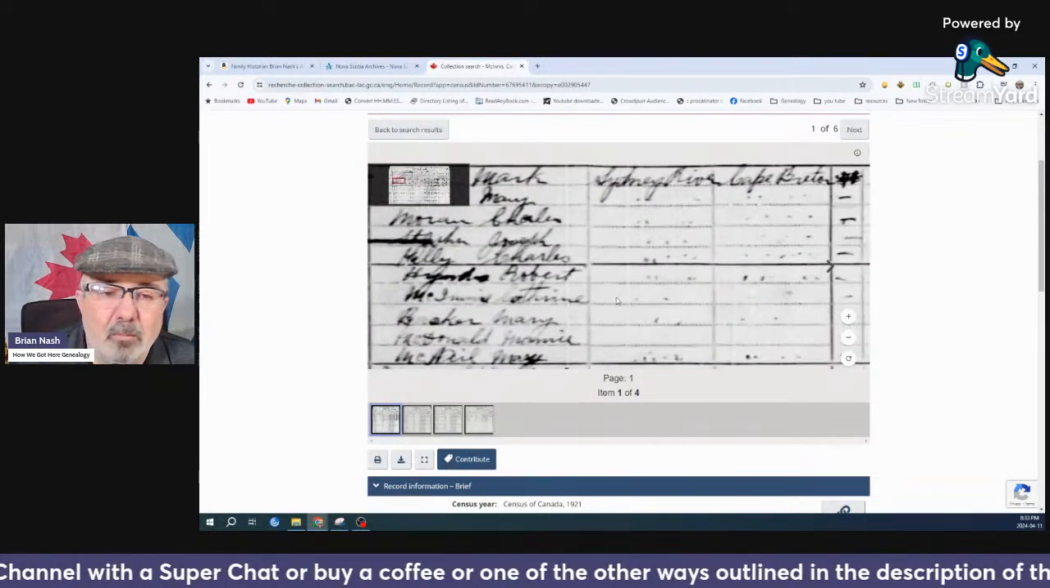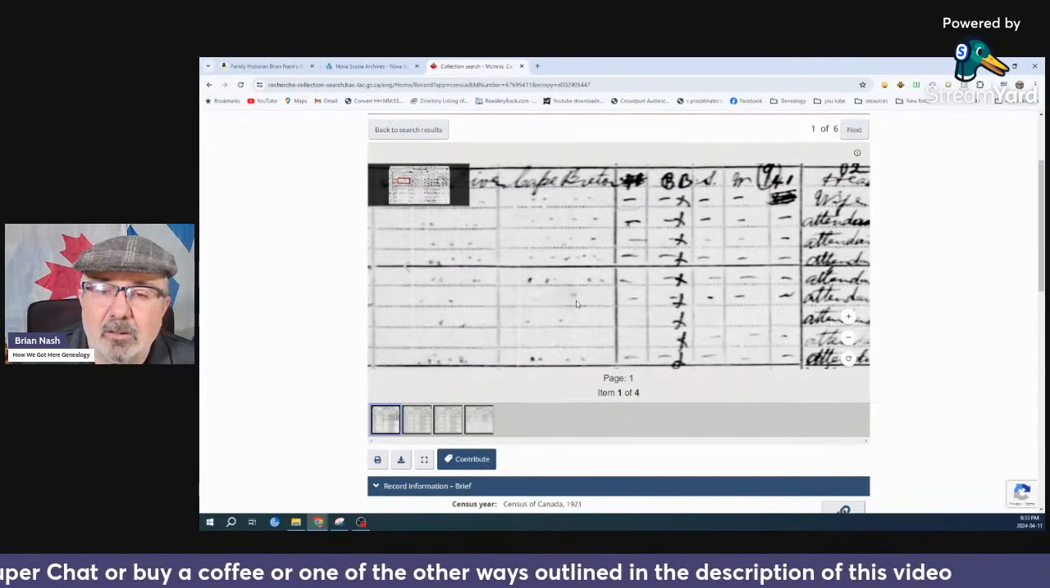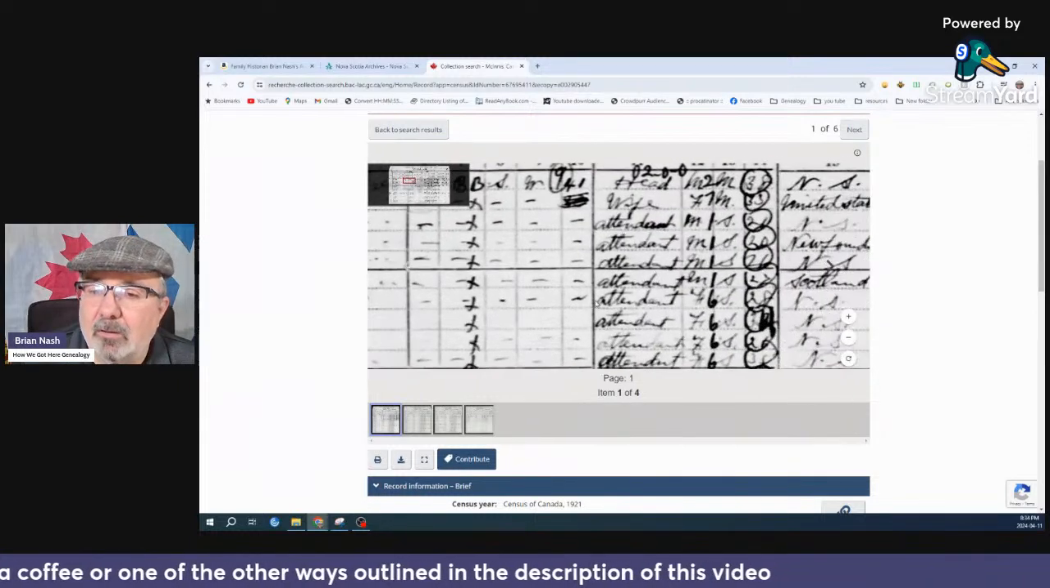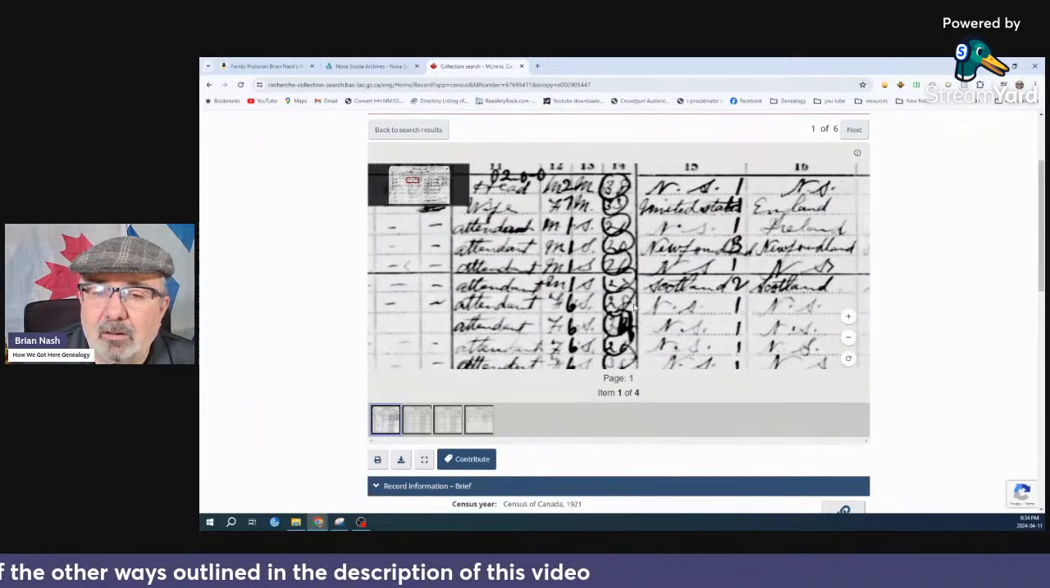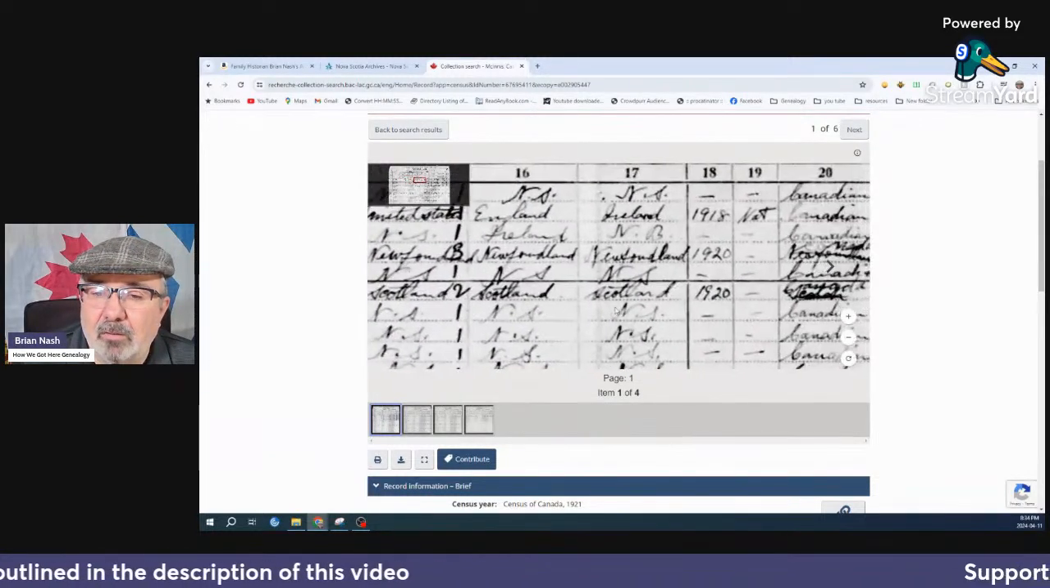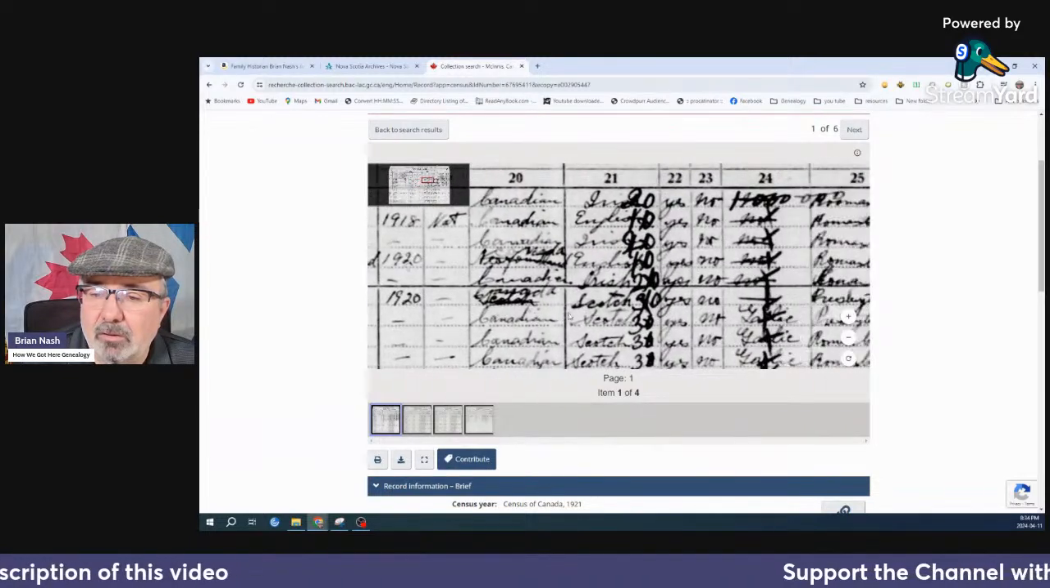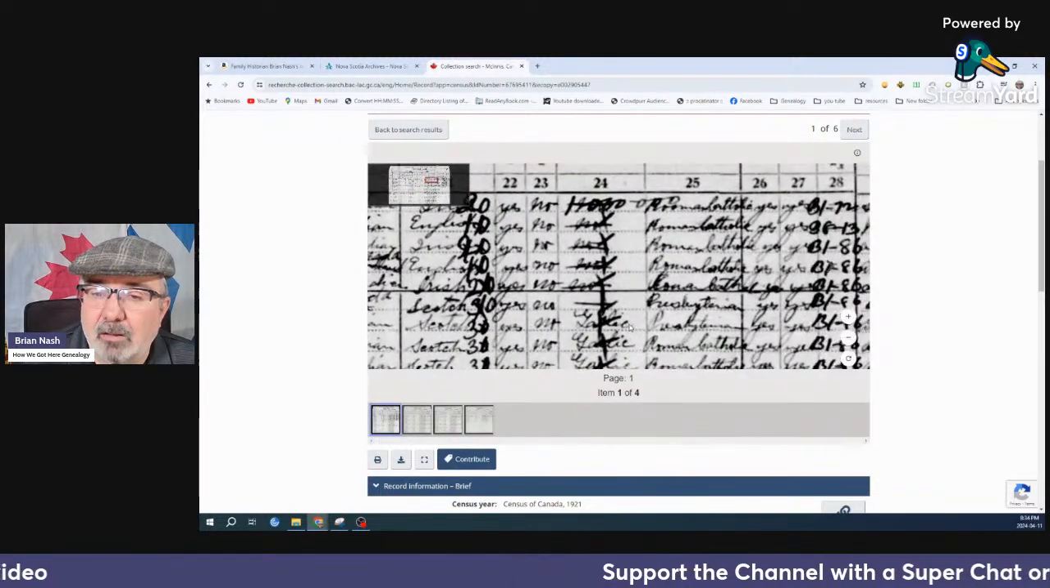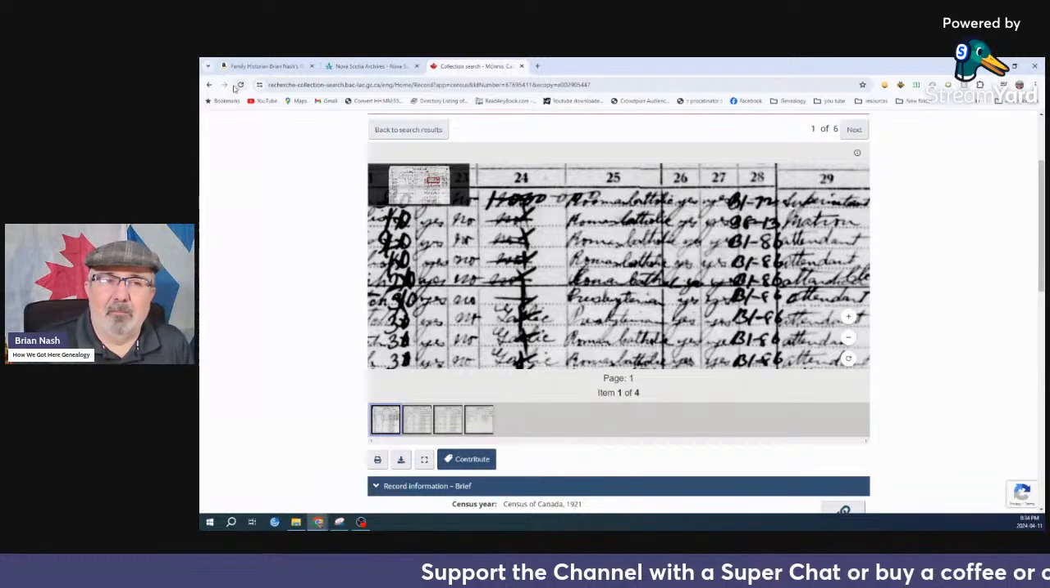They have Catherine McGinnis. So this looks like it is actually a hospital. It says she's an attendant, 28, Nova Scotia, Nova Scotia, Nova Scotia, Scottish, Gaelic, Presbyterian, okay.